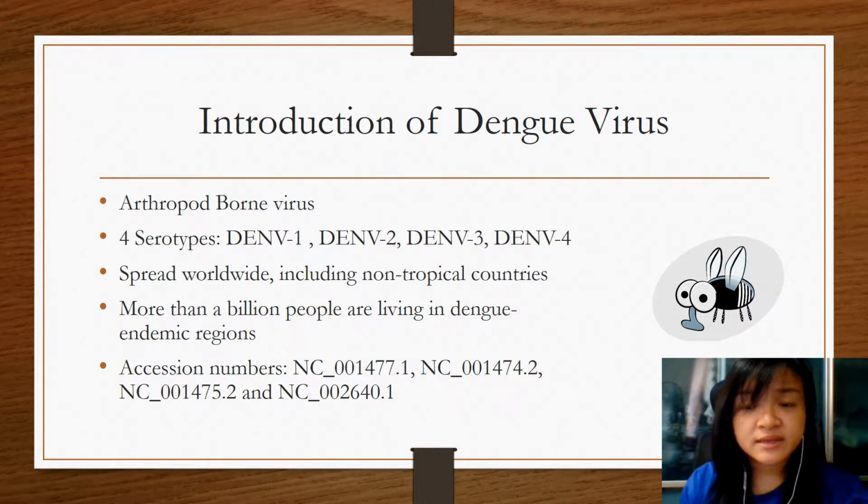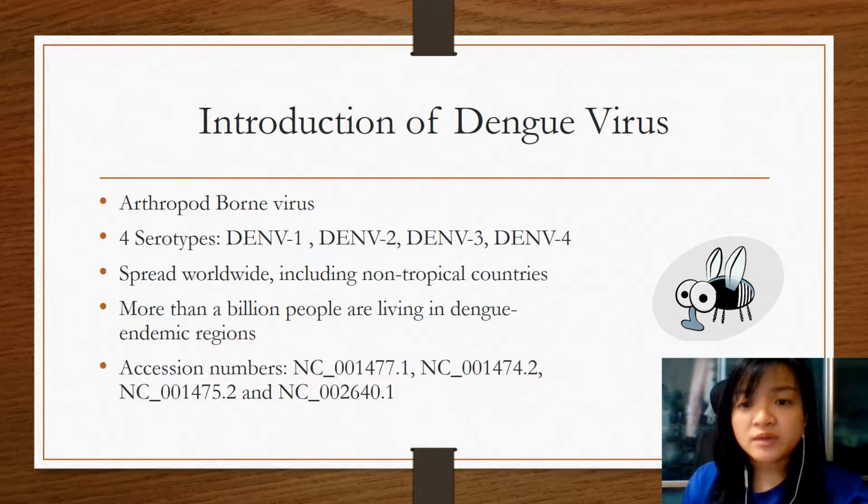My group has decided to work on dengue virus for this assignment. Dengue virus is an arthropod-borne virus and it has a total of 4 serotypes. In the past, dengue virus could only be found in tropical countries. However, it has now spread worldwide, affecting non-tropical countries as well. Currently, more than 1 billion people are living in dengue endemic regions.